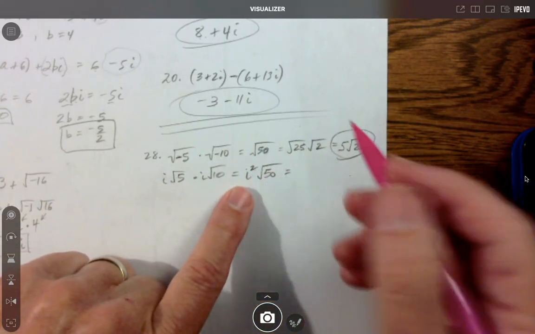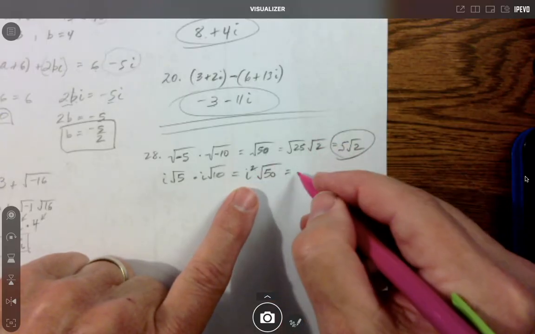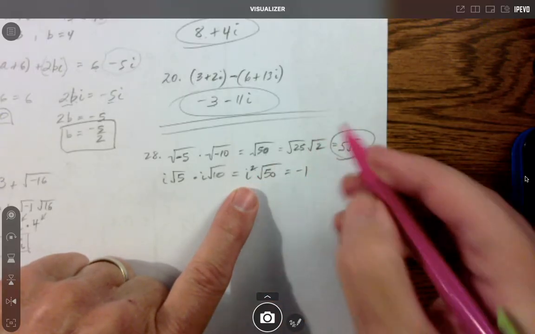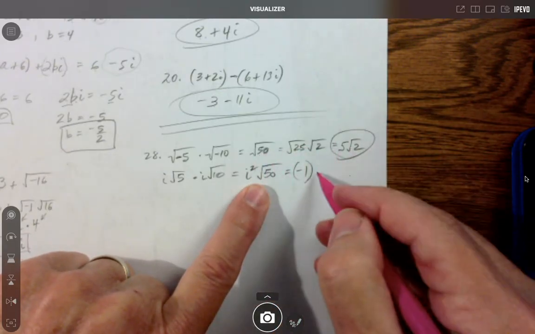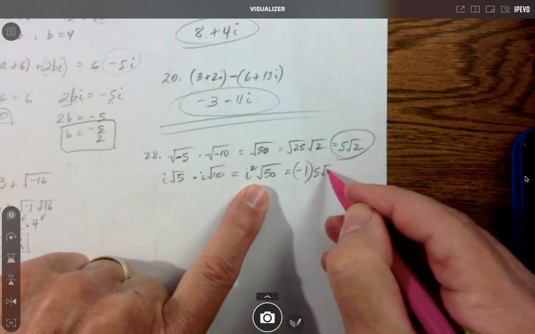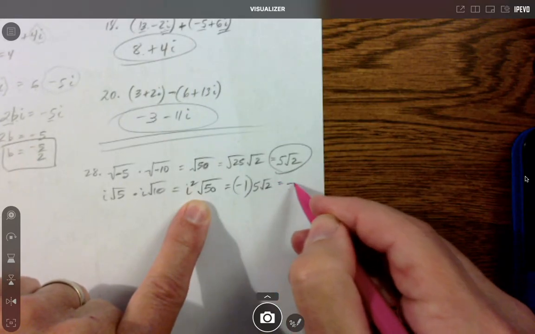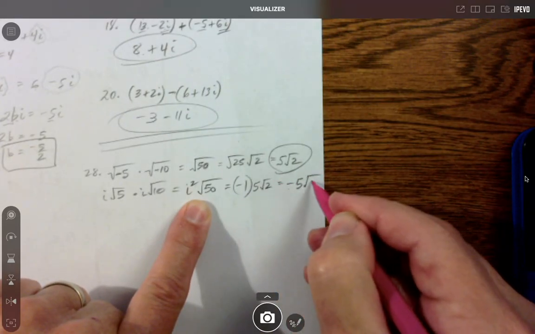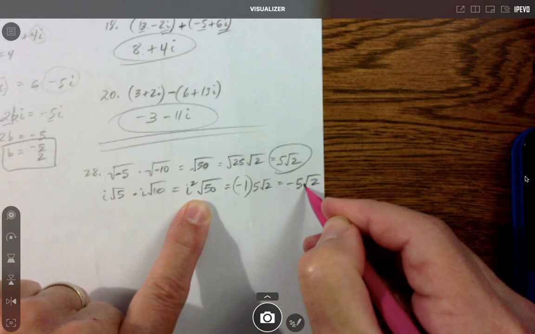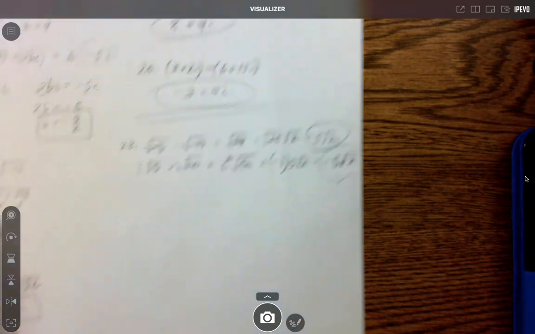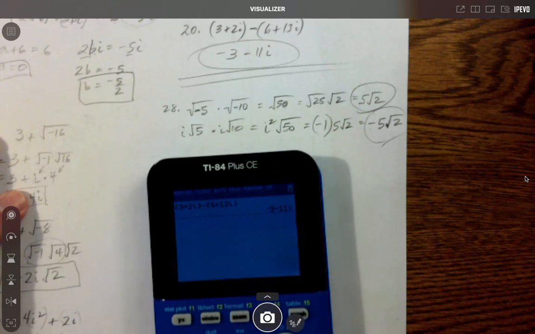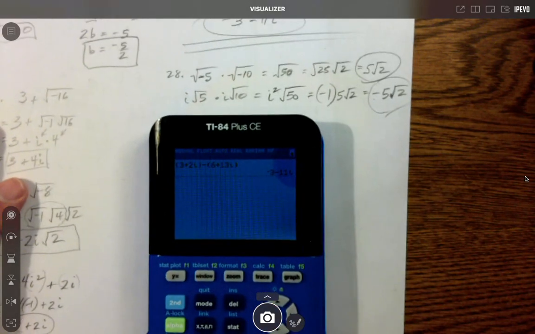So now i squared, we said was negative 1. And then the square root of 50, we simplified that. That's 5 square root of 2. So I end up with negative 5 square root of 2, which I believe is the correct answer. So I'm so glad I did it the other way. I believe I just corrected myself. So let's see what the calculator says on that.